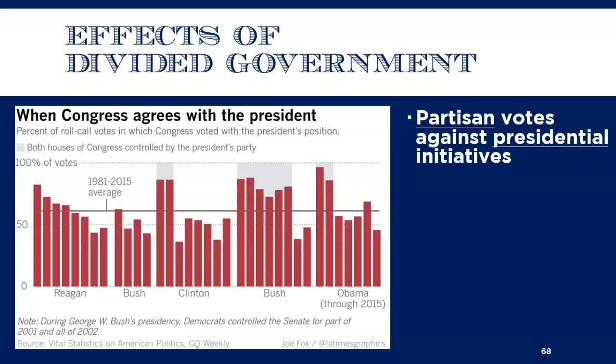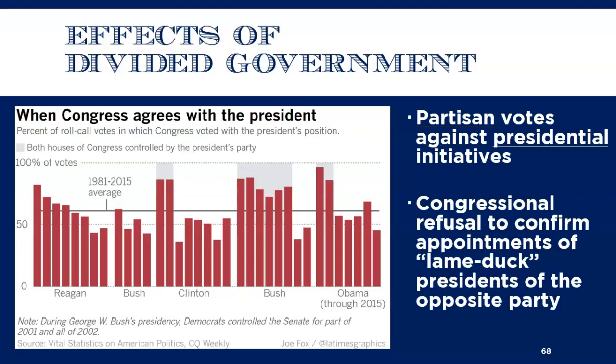You have partisan votes against presidential initiatives. Okay, so there's no bipartisanship. So the president tries to have certain things happen, and it gets shot down. Okay, if the Republican president is trying to get things going, the Democratic-held House can be against that.